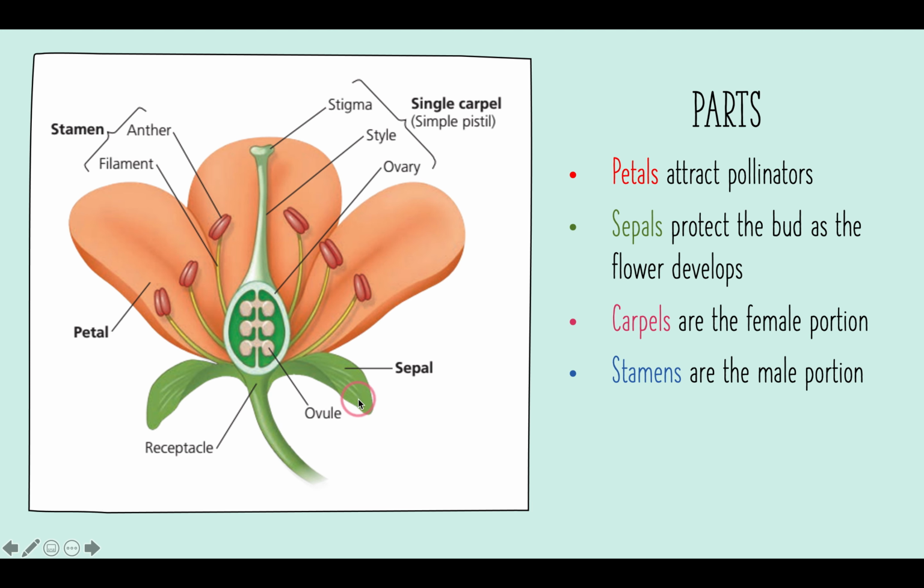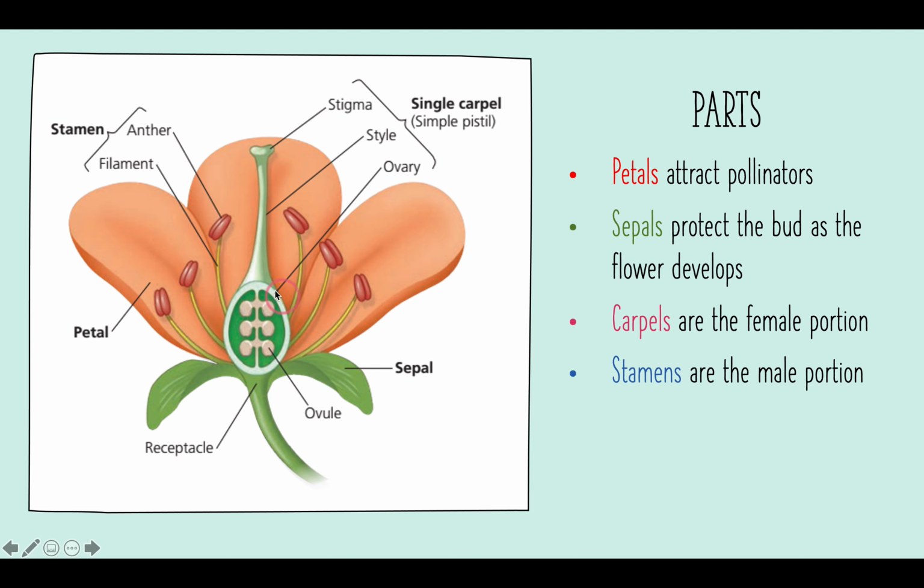The sepals are the most leaf-like of all the flower parts. They are usually green, but some resemble petals. Sepals protect the bud as the flower develops. Stamens are the male portion of the flower. Each stamen has 2 parts: the anther, a sac-like container, and a filament, which is a slender stalk.